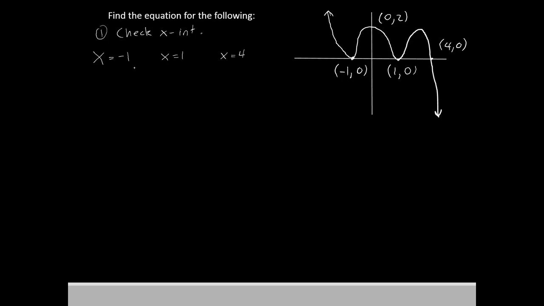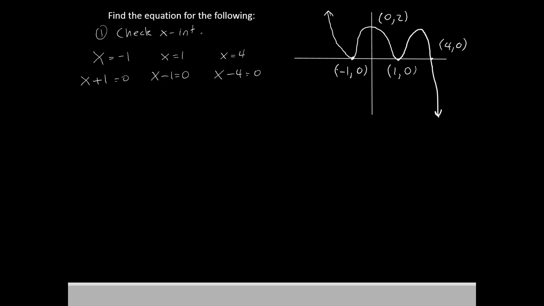Now what we're going to do is rearrange this equation here. Let's just add the 1 to the other side. So we'll have x plus 1 equals 0. Do the same thing over here. We'll subtract 1 to the other side. X minus 1 equals 0. And then subtract 4 to the other side. X minus 4 equals 0.